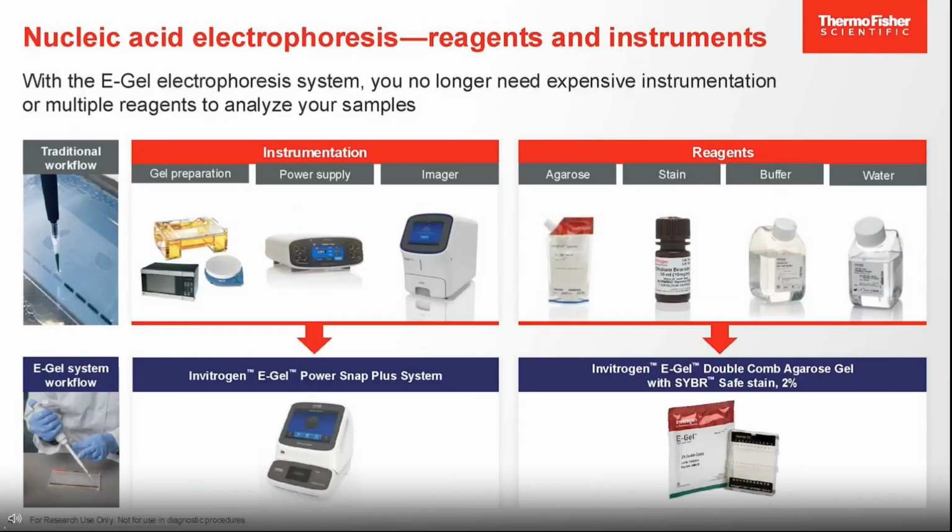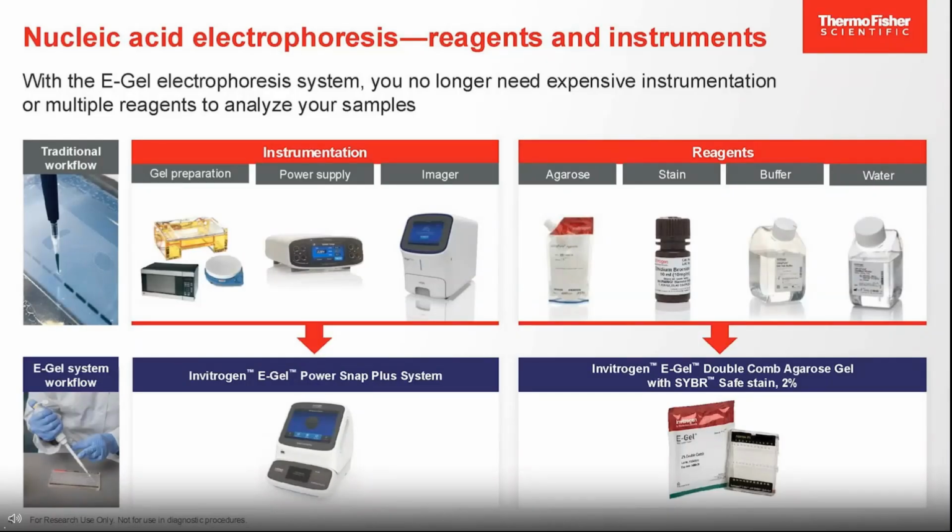For the traditional electrophoresis, the instrumentation that is needed is also quite numerous. For gel preparation alone, you need the microwave, you need the gel tank, you need a stirrer, so your agarose doesn't set just in your Erlenmeyer flask. Then you need a power supply to actually create the electrical fields which help you separate your nucleic acids. And finally, you have to have an imager in this case. Within the E-Gel electrophoresis system, this is all simplified into one instrument that is about the size of a toaster that you can easily store on your lab bench.